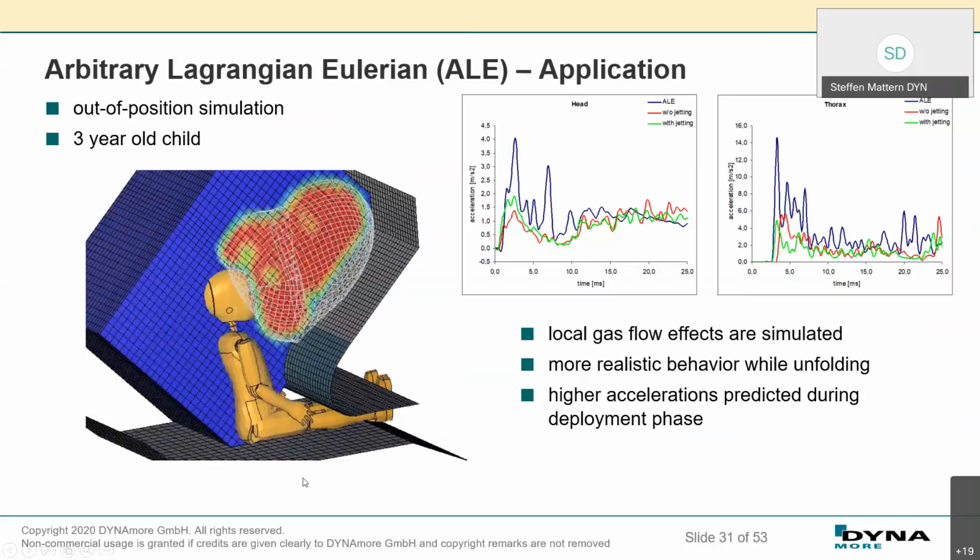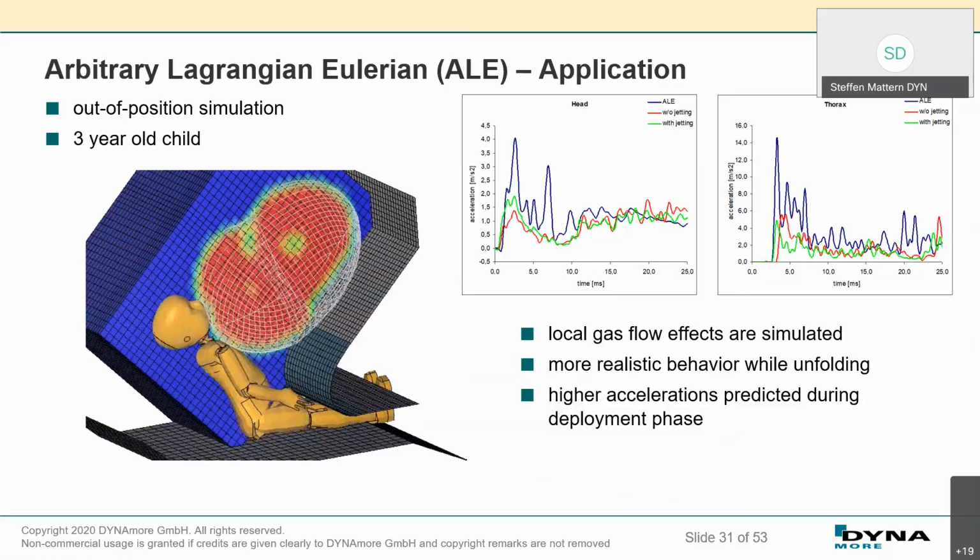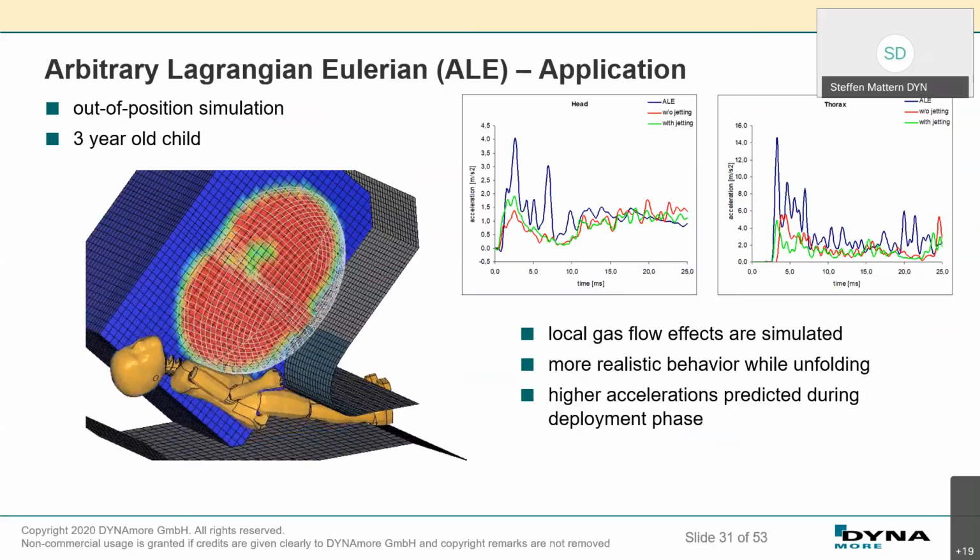So let's watch the movie to the end. It's nice and colorful. And on the right side, you can now see the results, and these are the peaks I was talking about. So now, due to the simulation of the local gas flow effects, we have a more realistic behavior during unfolding, and hence the expected higher accelerations at the dummy's head and at the dummy's thorax.